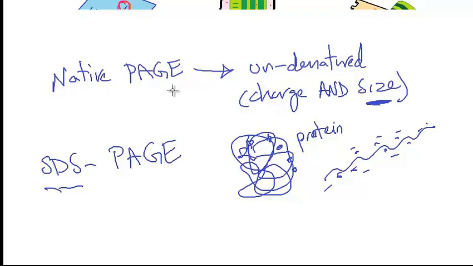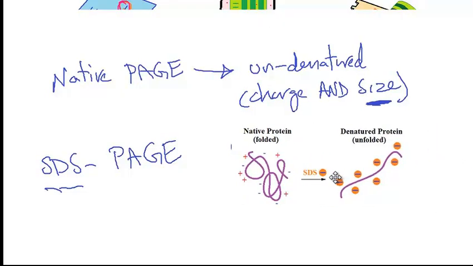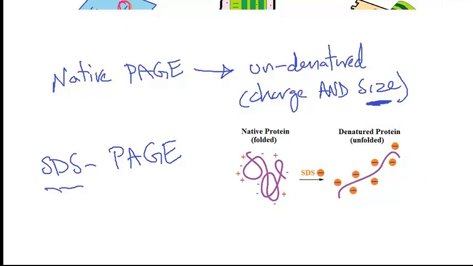If we use the native PAGE gel, proteins will be separated based on charge and size difference, while if we are using the SDS-PAGE, they would be isolated based only on size. And so here again I have another drawing to show you how the SDS-PAGE works.